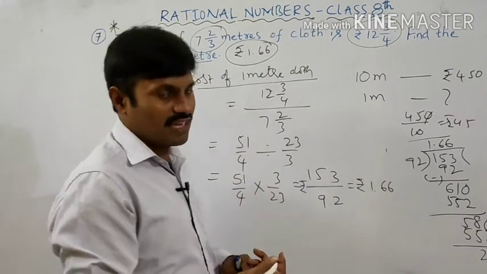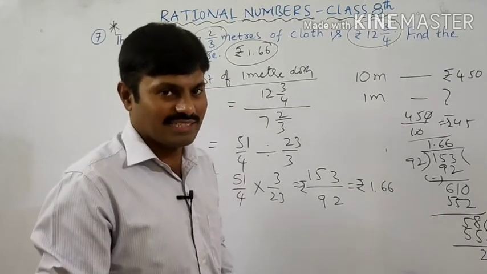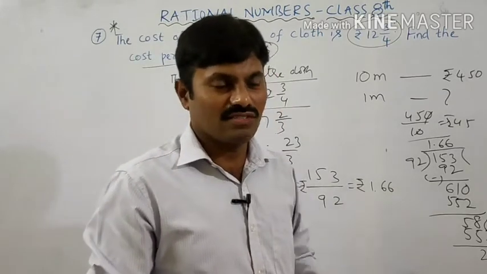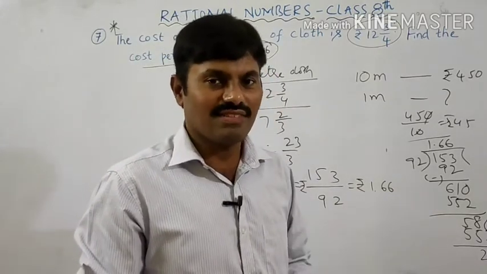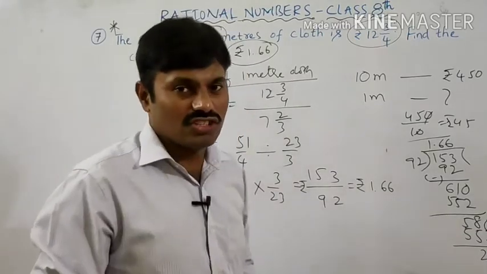Nothing but rational numbers. All fractions are rational numbers, but all rational numbers need not be fractions. Example: minus 3/4 is a rational number. We should not call it a fraction. Is it clear? So this is the solution of question number 7.